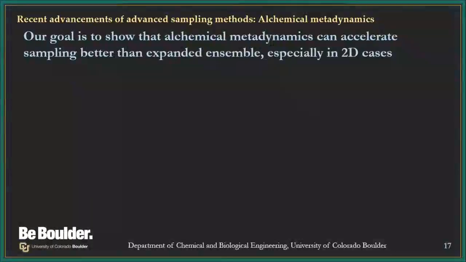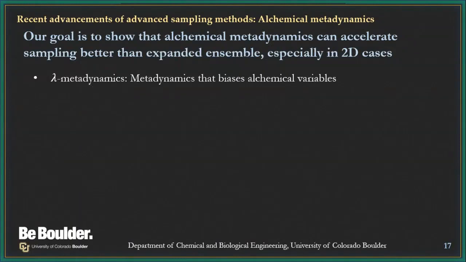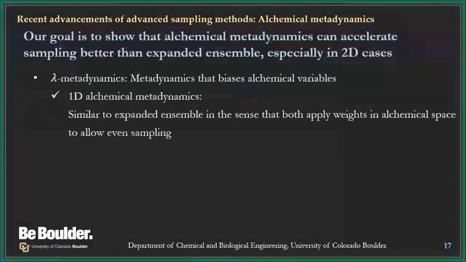So in my presentation, alchemical metadynamics refers to any type of metadynamics that is able to bias alchemical variables. If the metadynamics only biases the alchemical variable, we call it 1D alchemical metadynamics. This type of metadynamics is similar to expanded ensemble in the sense that they both apply weights in alchemical space to allow even sampling. The only difference between the two methods is the way that the weights are determined and updated. And just like any other type of metadynamics, we could add as many CVs as we want.